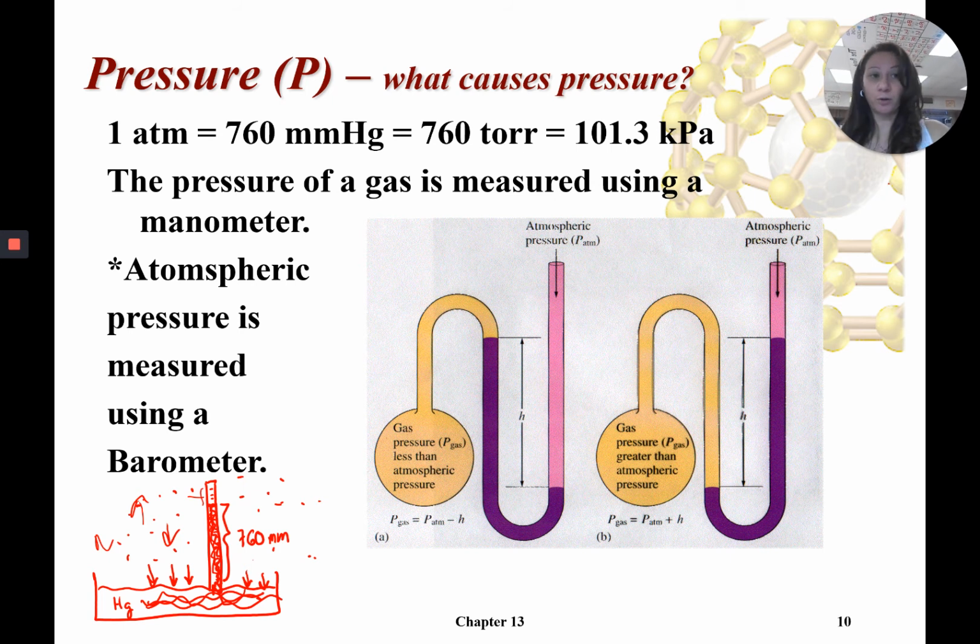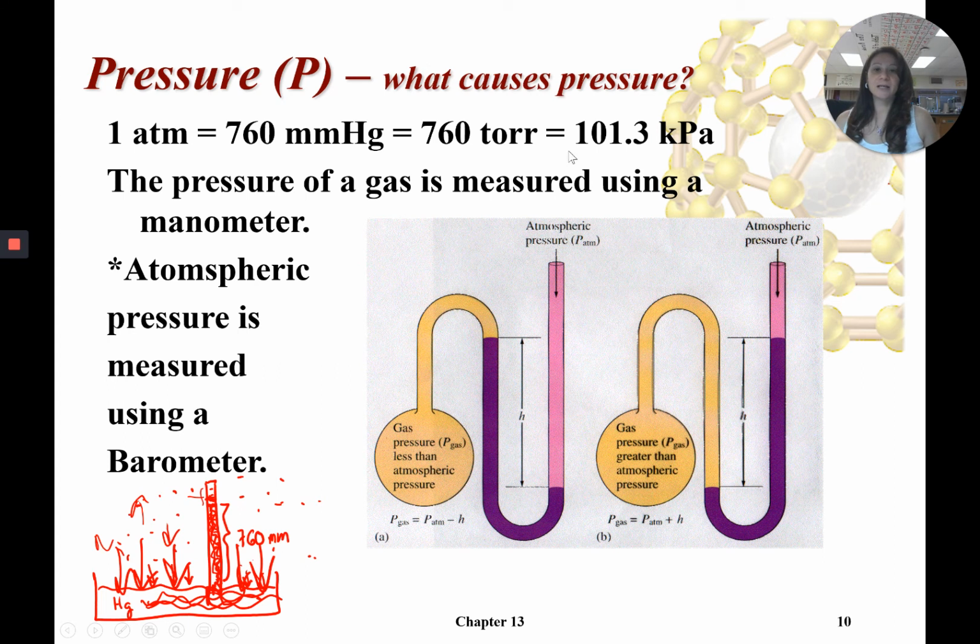Now, what if you had more collisions than normal? So the pushing would be stronger, then it would push that liquid into the tube even more, and so the height would be higher than 760 millimeters of mercury. If there wasn't as much pushing, then it would be lower than 760 millimeters of mercury. So 760 millimeters of mercury is normal atmospheric pressure around sea level. So that's where that mmHg comes from.